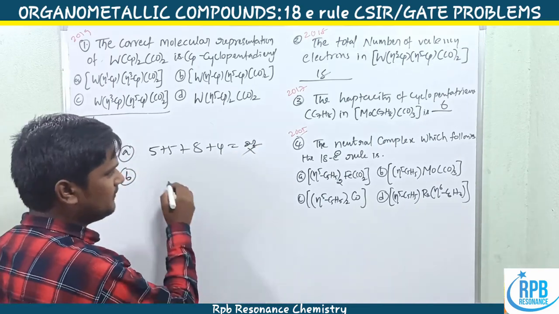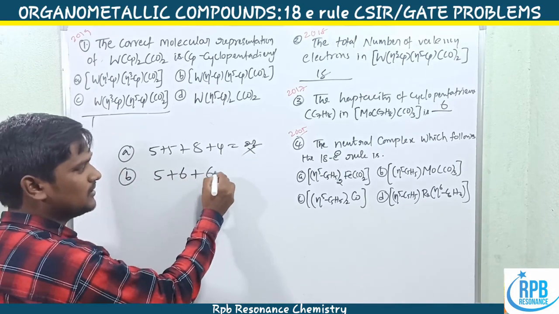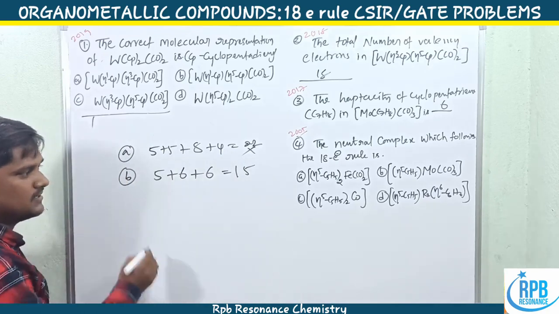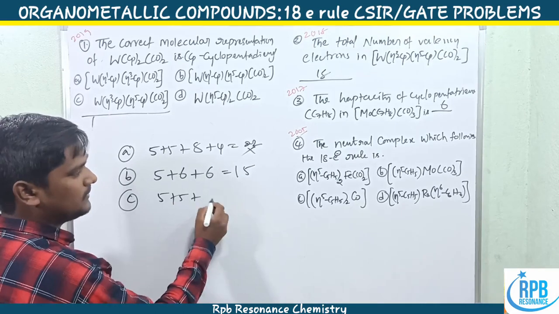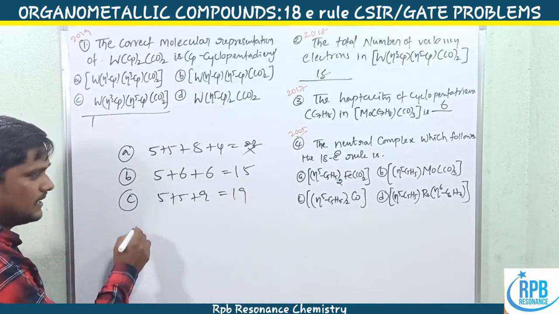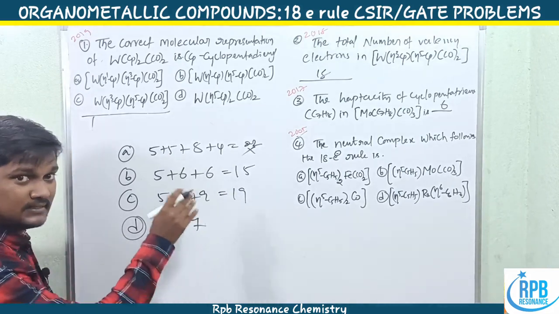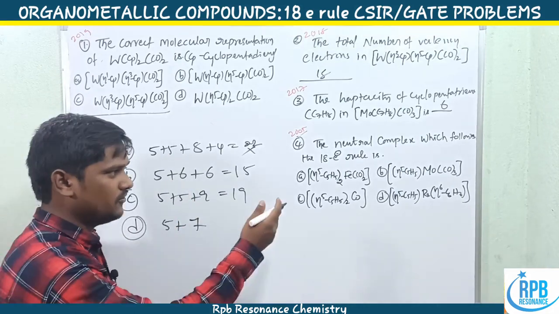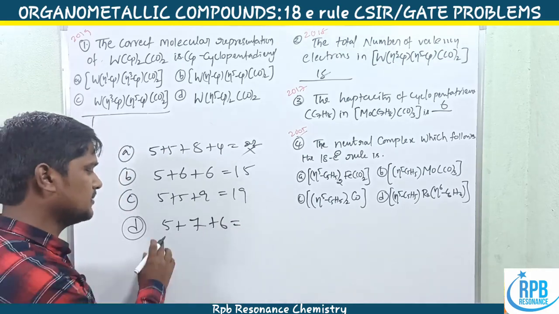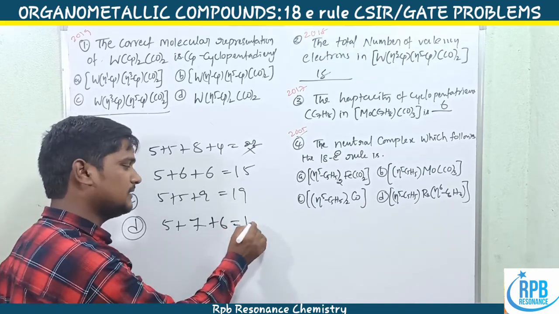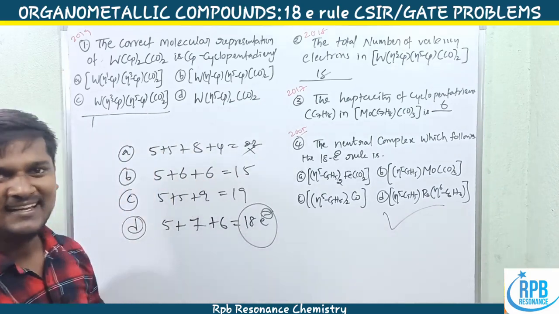Now B. Eta 5 is 5 electrons, molybdenum is 6 electrons from the chromium family, 3 carbonyls are 6 electrons, it is only 15 electrons. Now what about C? Eta 5 two times, that means 5 plus 5, plus cobalt, 9 electrons. It is a 19 electron complex. Now finally D. Eta 5, 5 electrons, ruthenium 7 electrons, it comes from the manganese, technetium family. Eta 6 is a 6 electron donor, like benzene, it donates 6 electrons. 5 plus 7, 12, 12 plus 6, 18 electrons. So option D follows the 18 electron rule.